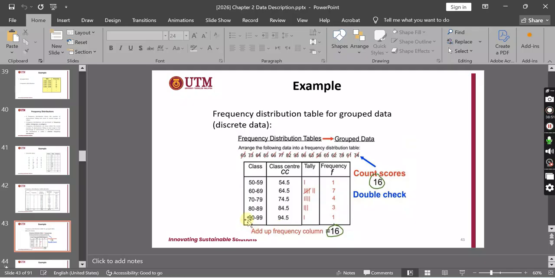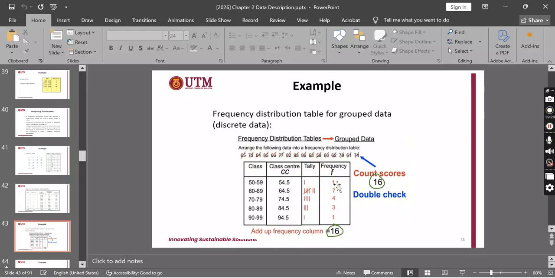So you can compute them like this, 60 plus 69, 70 plus 79, and so on. Or maybe you have the first one and you know that the difference between two classes is 10, so adding 10 in each step, you can get the whole class center. And for frequency, how many numbers in the raw, ungrouped data fall between 50 and 59? We have only 58, so that's why we put 1.